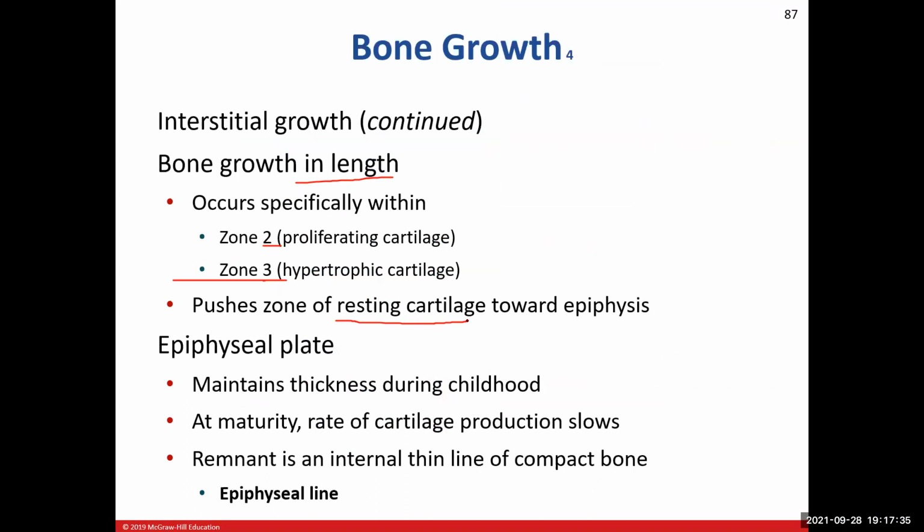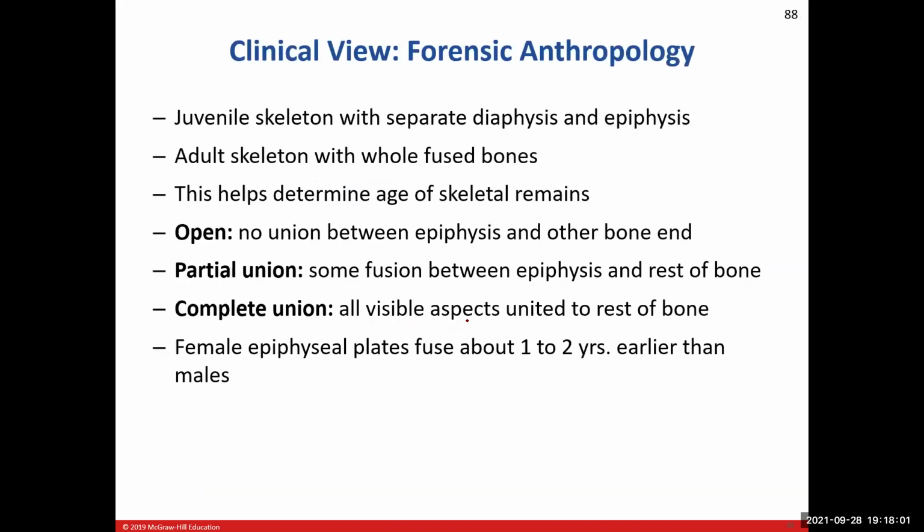And this goes on throughout your childhood, throughout adolescence. It starts to slow at the latter end of adolescence, and eventually no more chondrocyte division occurs. That means no more hypertrophy. All those cells get overtaken by the calcification of the cartilage matrix, and our bone cells come in and take care of business.